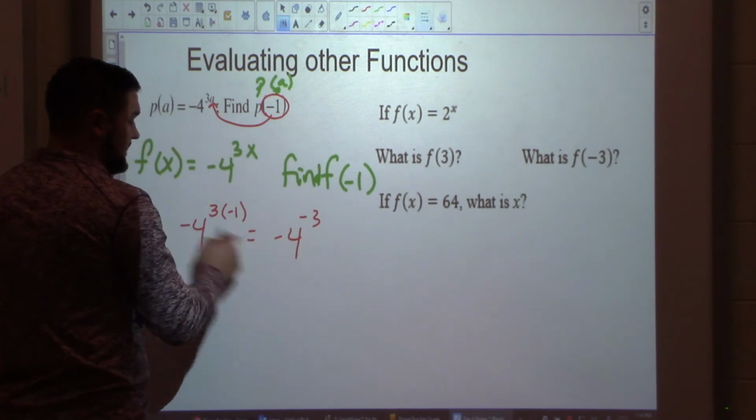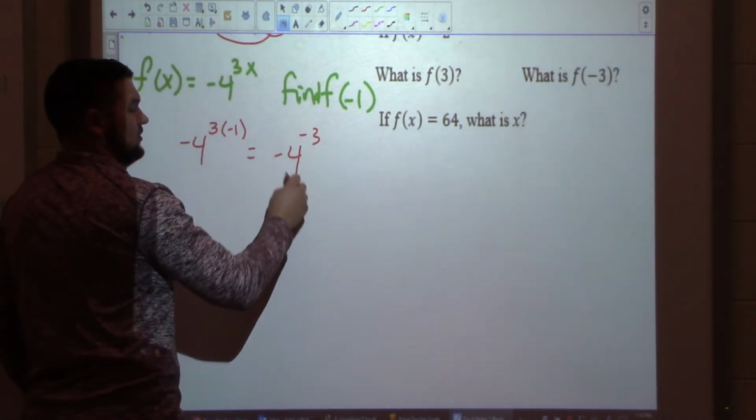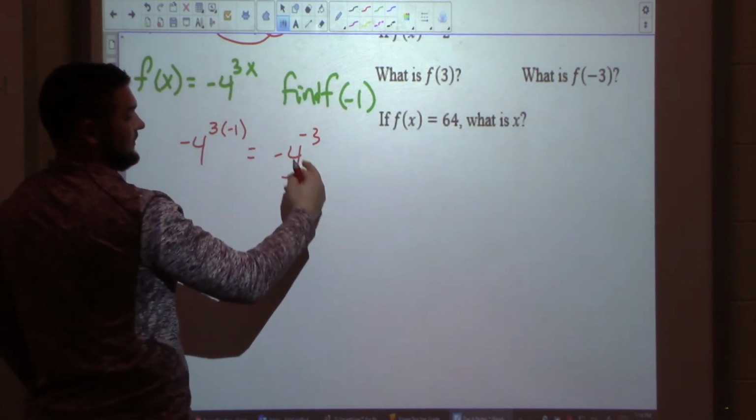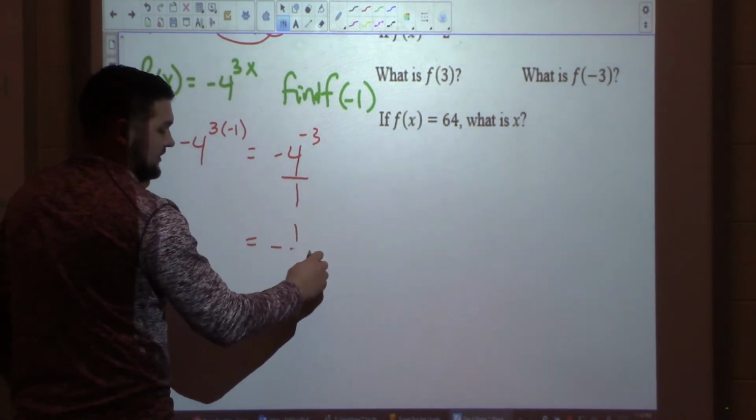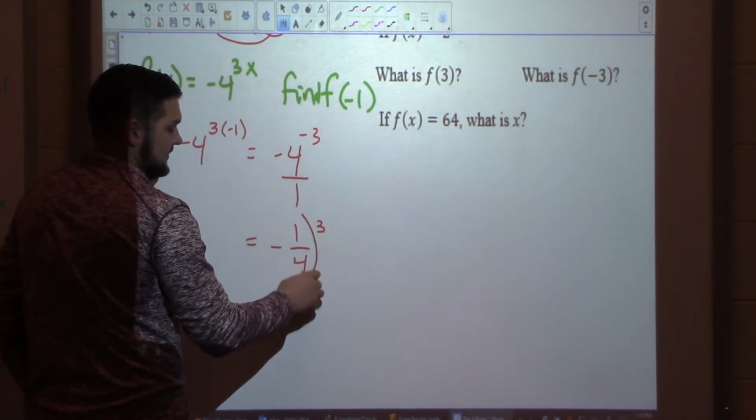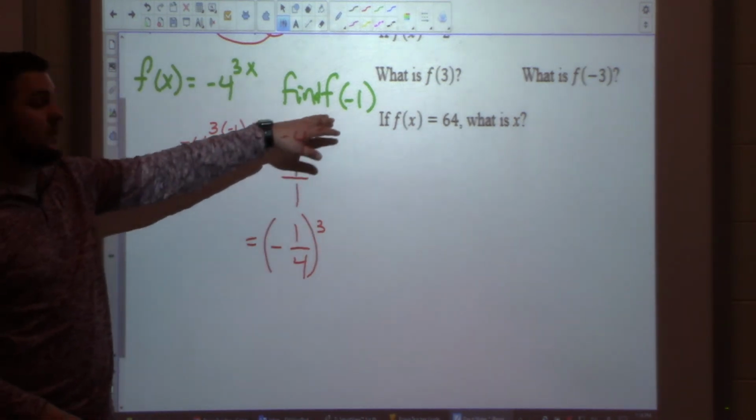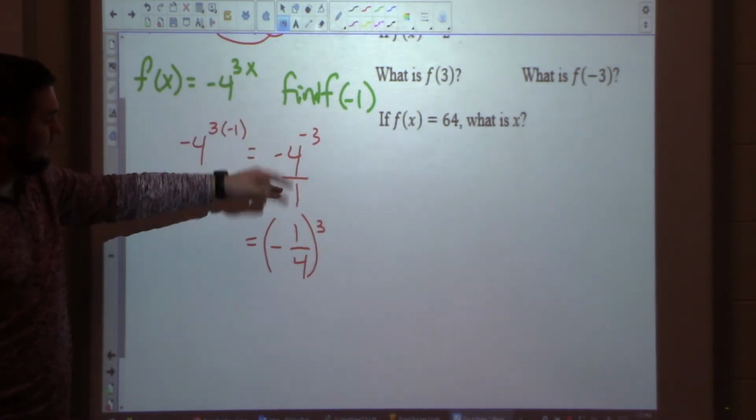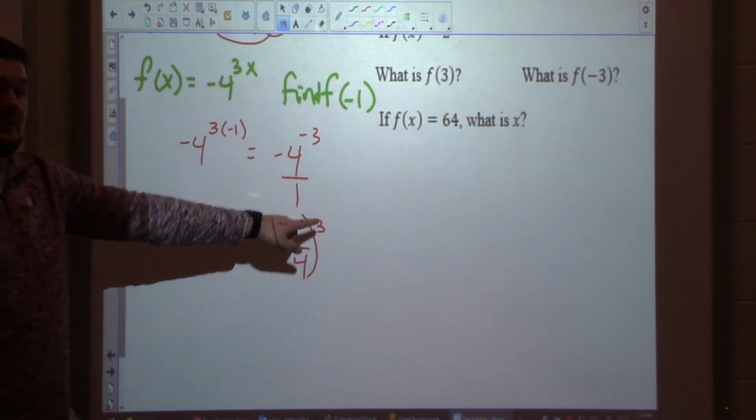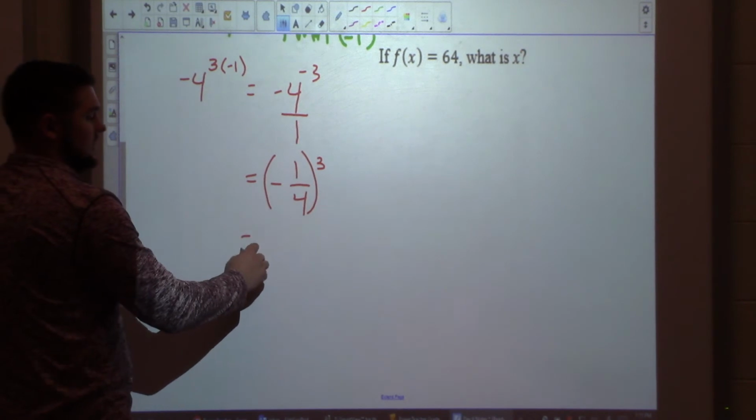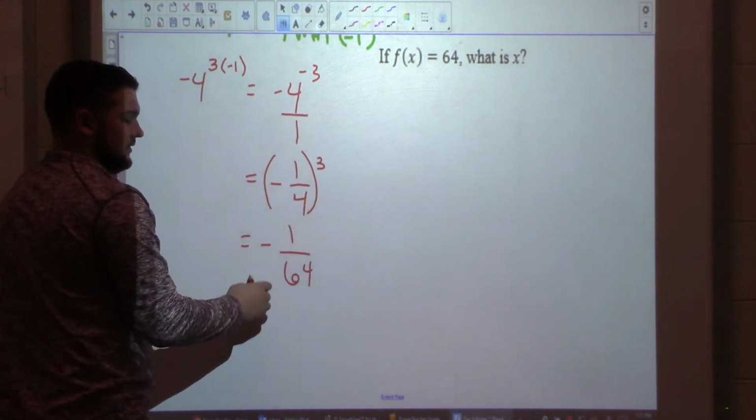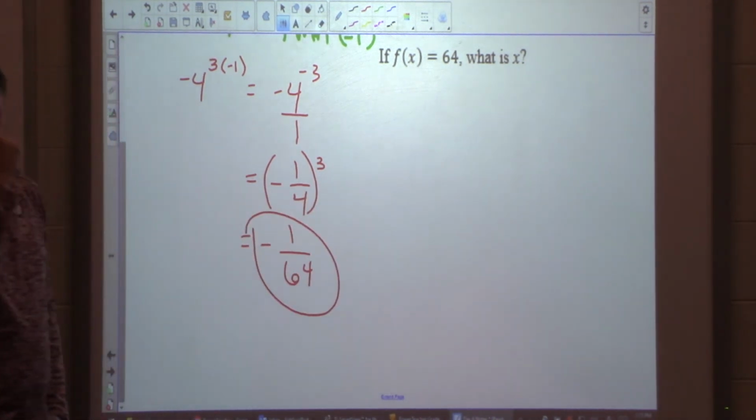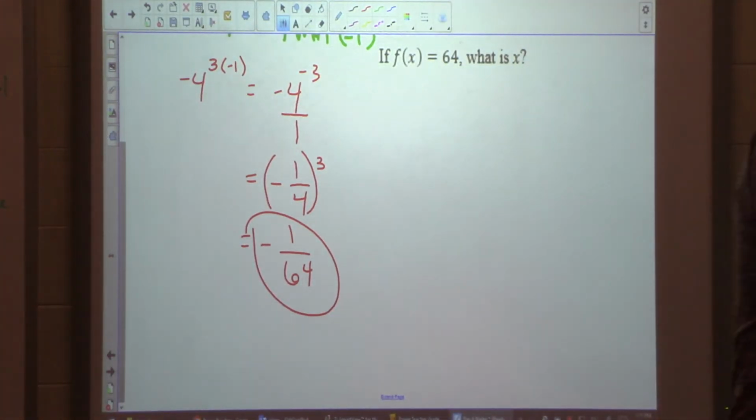One of our exponent rules was, I can take anything in the numerator or even in the denominator, and I can flip the fraction and make it a positive exponent. So it becomes -1/4 to the positive 3rd power. Instead of -4 to the -3rd power, I flip it, and it becomes a positive exponent. In which case this would become -1/64, right? Because we could cube both 1 and 4. That's my answer, -1/64.